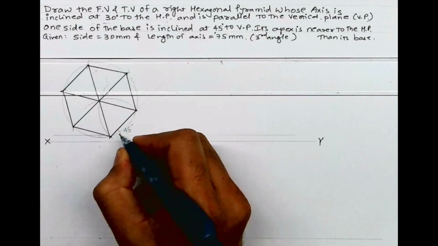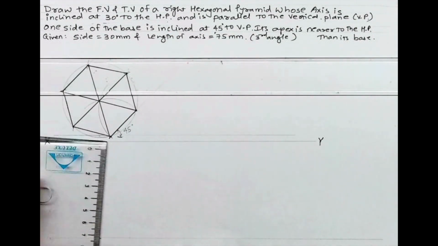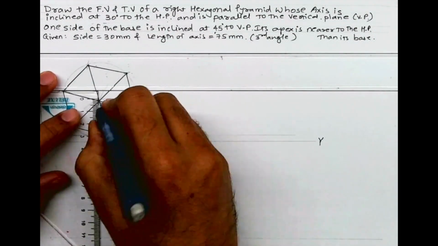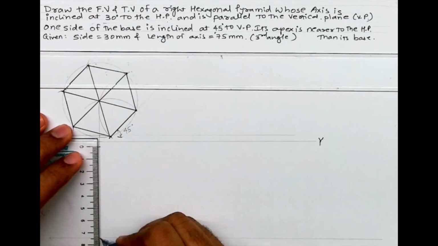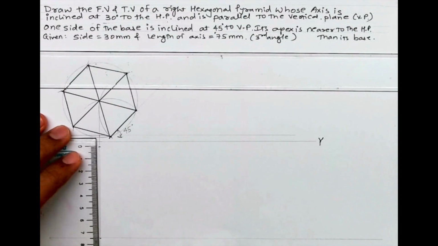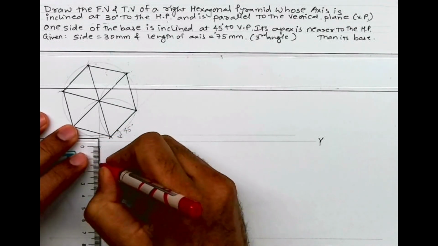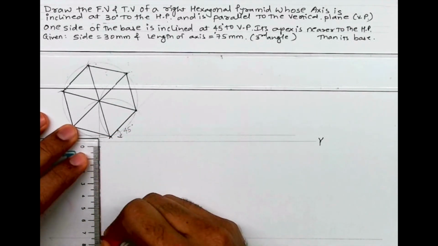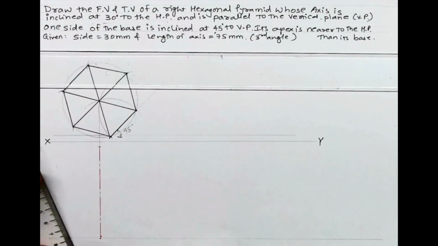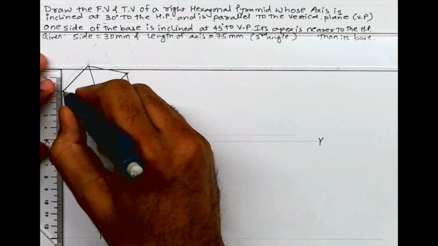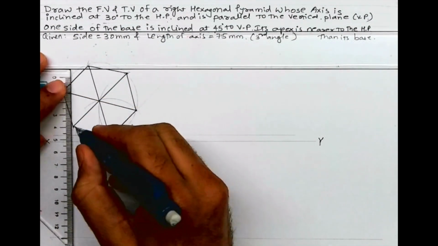So first we are done with top view, which is inclined at 45 degree. One side is inclined at 45 to VP, so other side is also inclined at 45. There are actually two sides. Now I'm marking 75, which is axis. Then I'll mark all the points down because they have said apex is nearer to HP. So it will be nearer to XY.